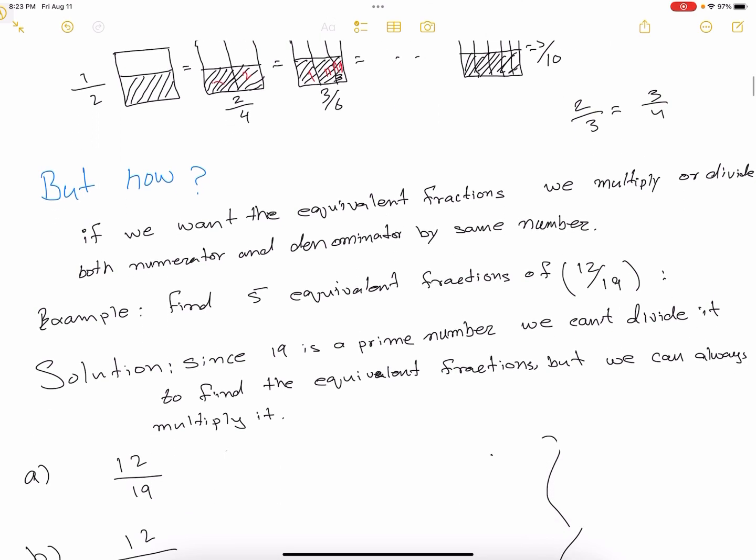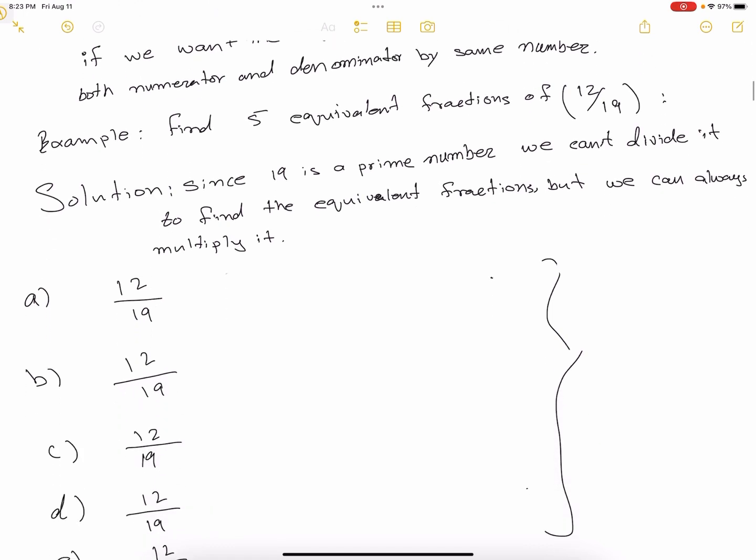For example, it's asking here to find 5 equivalent fractions of 12 over 19. Since 19 is a prime number, we cannot divide it to find an equivalent fraction, but we can always multiply. So we cannot divide 19 by anything else, but we can multiply. Let's start from 2. 2 over 2 will give us 24 over 38. That's 1.